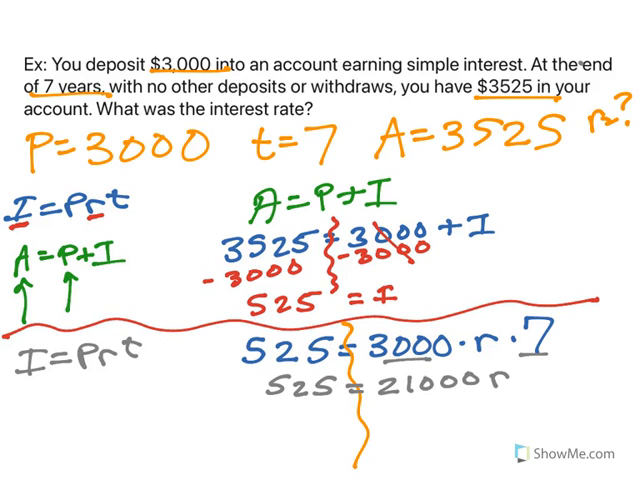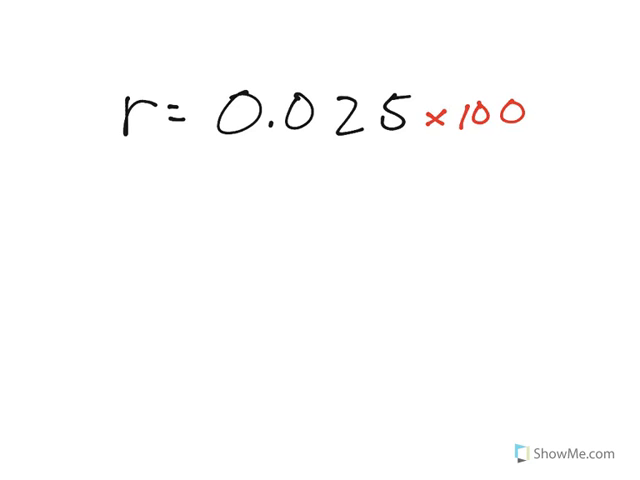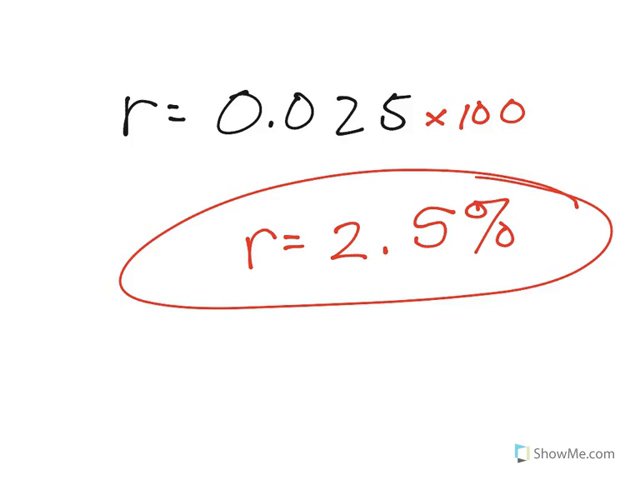Well, to get R by itself, because R is being multiplied by 21,000, I'm going to divide both sides by 21,000. That gives me R equals 0.025. Now, R is a rate. Our interest rates are generally given as percents. So just remember, to change a decimal to a percent, we multiply by 100. So that means our rate will be 2.5%. And that is simple interest, finding the rate.